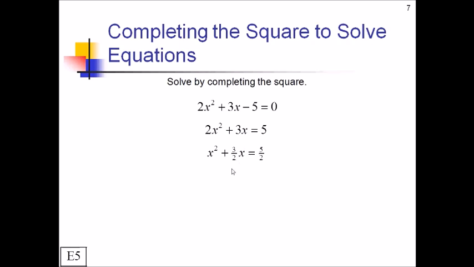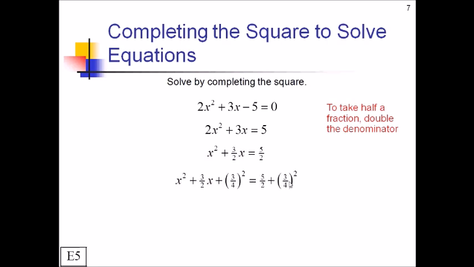So when you're taking half of something, you're actually multiplying it by 1 over 2. So to do this, you're just going to multiply this by 1/2, or you could just think of this as doubling the denominator. If you double the denominator, that's another way to take half of a fraction. So then our magic number is going to be 3 over 4, which we will square and add to both sides.